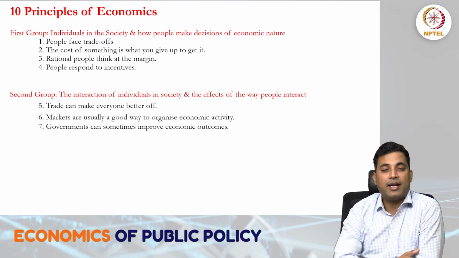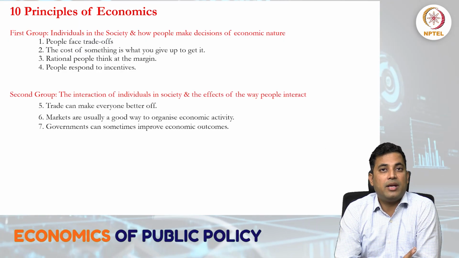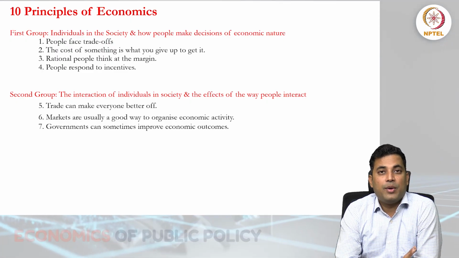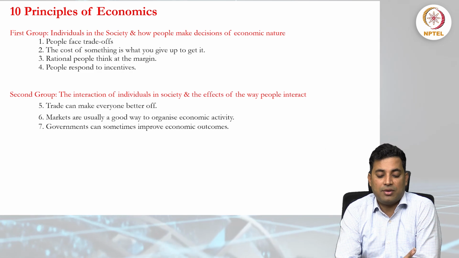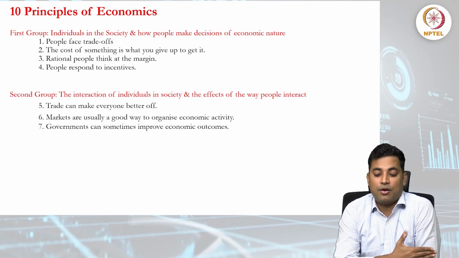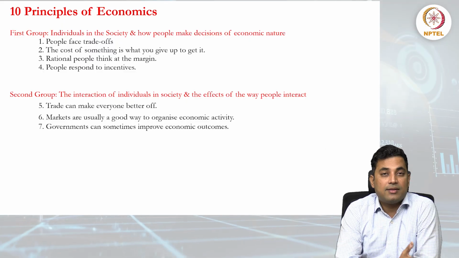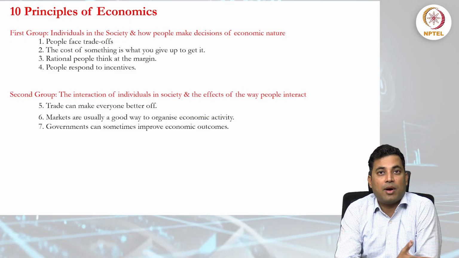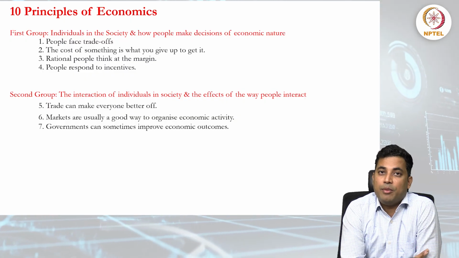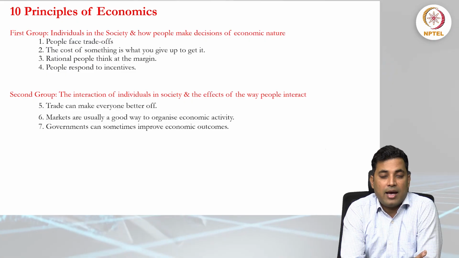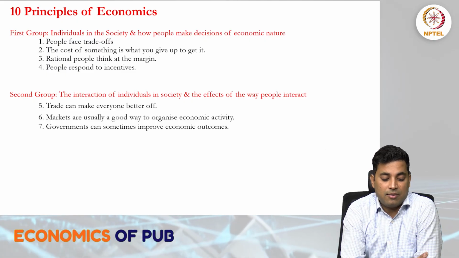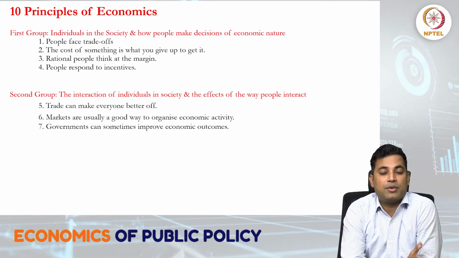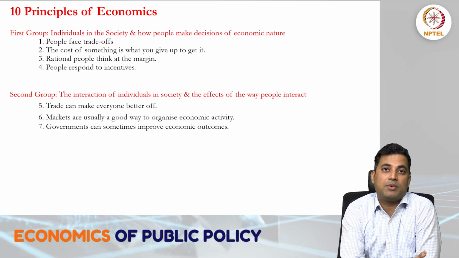So now moving to the second group. Here we have clubbed 3 principles, which is actually the interaction of individuals in the society and the effects of the way in which people interact. The 5th principle talks about trade: trade makes everyone better off, and that could be true for individuals and also at the national level. The 6th principle talks about markets, which is one of the very important concepts in economics.